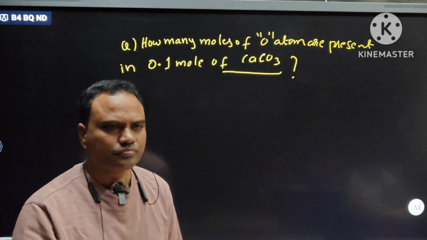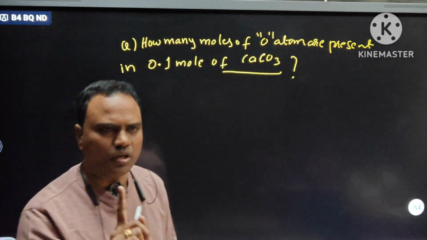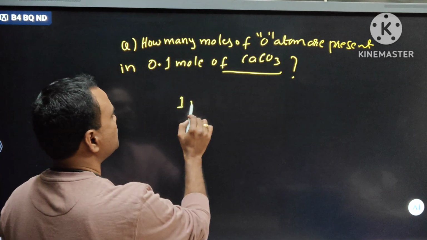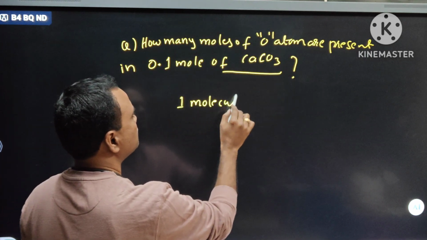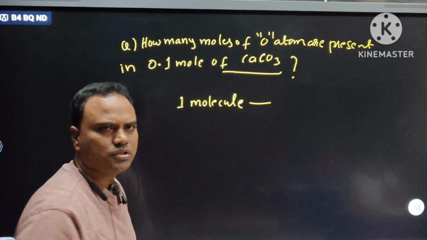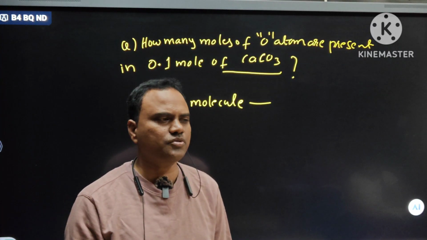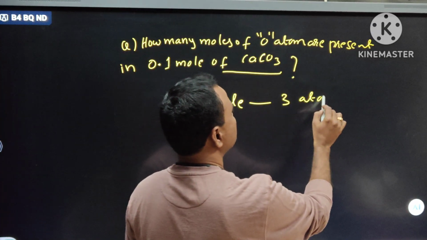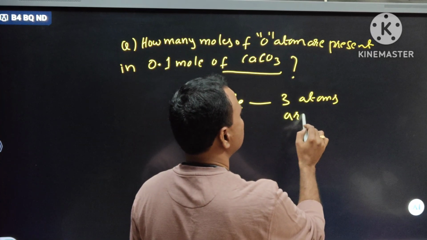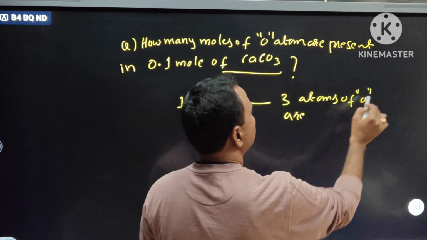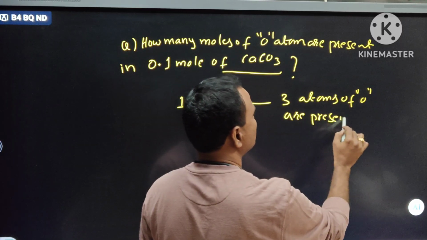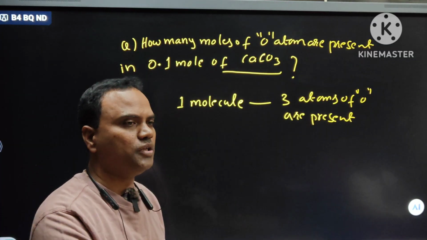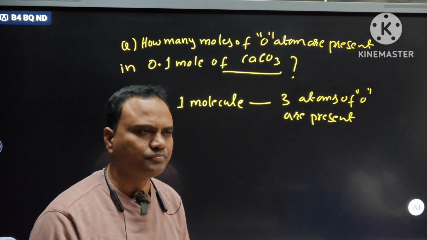Look at this. Let us take one single molecule. In one molecule of CaCO3, how many oxygen atoms are present? 3. In one single molecule, 3 atoms of oxygen are present. Correct? Only in a single molecule. Single molecule contains 3 oxygen atoms. One single molecule. Right? No doubt.